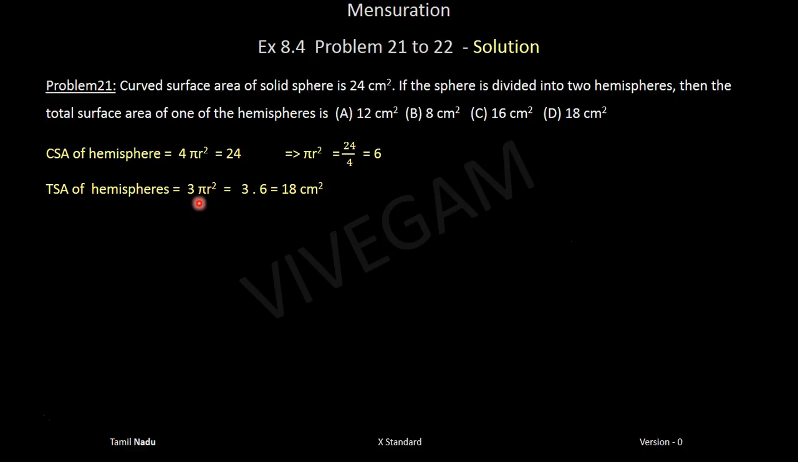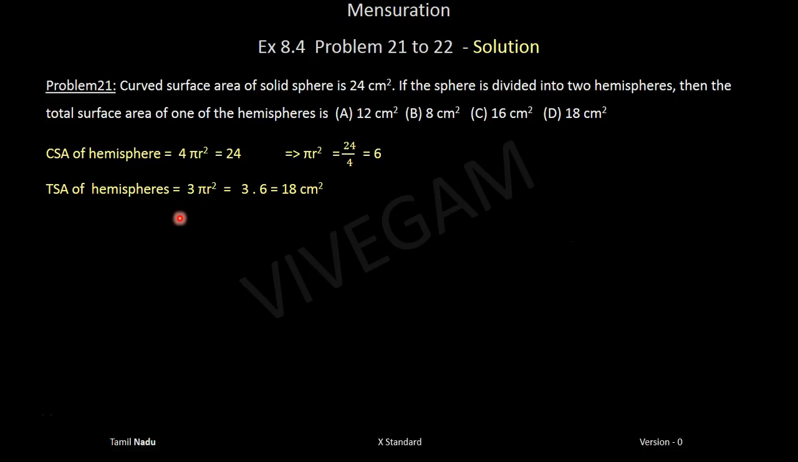When we cut it into two, the radius is kept the same. Please understand, you are not dividing the radius. When you cut the sphere into two, the radius will not become half. It will become two hemispheres, and the radius of the hemisphere is still the same. So that is why we can use this way.